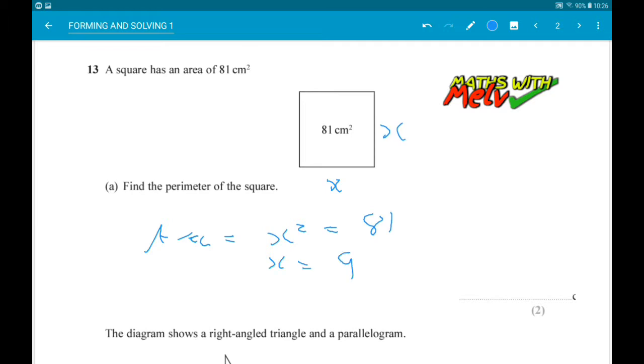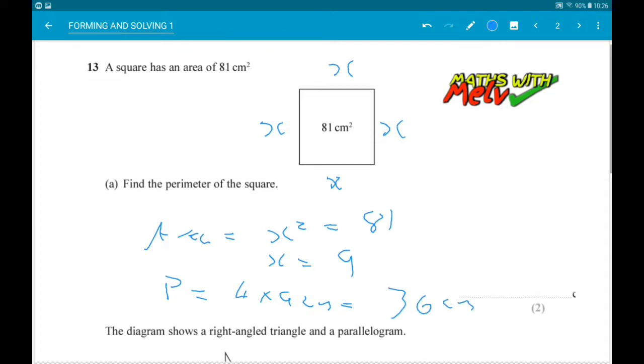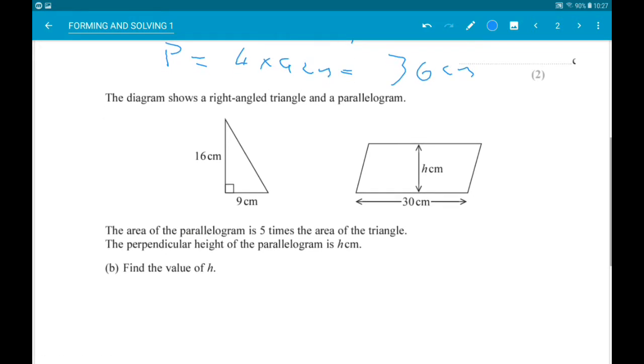Now the perimeter is the distance around the whole shape, so that's going to be 4 lots of x. So the perimeter is 4 times 9 centimeters, which is 36 centimeters. Cool.